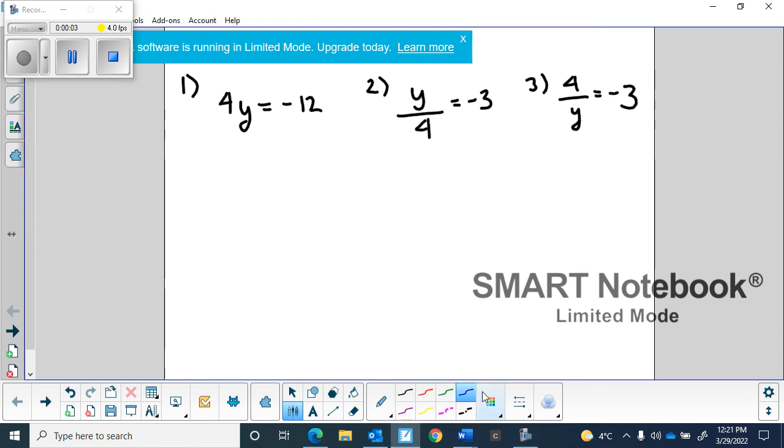All right, so for 8.1, we learned about 3 different types of equations. These are all one-step equations, and we also learned different ways to solve them. So I'm going to start with question number 1.